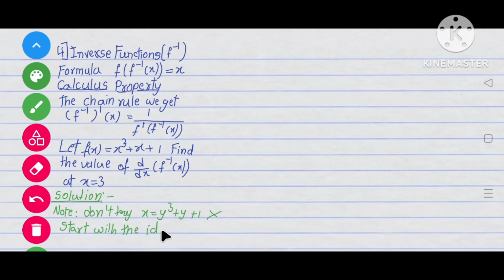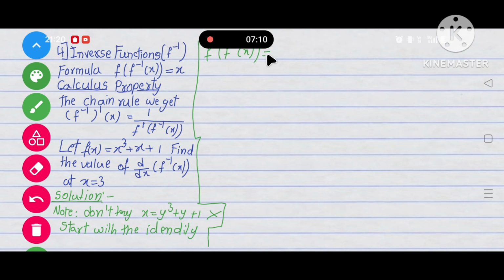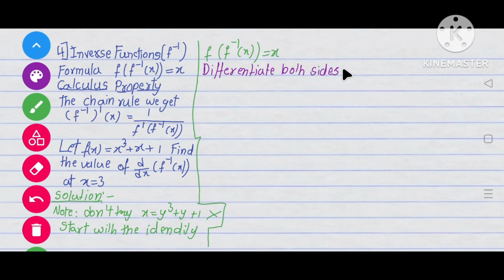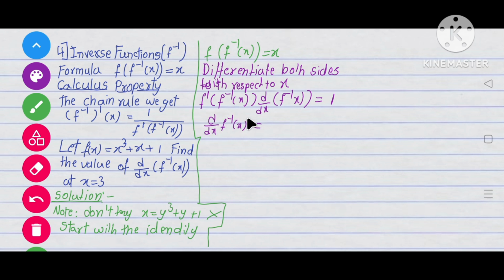Let's start with the identity. The identity is f of f inverse of x is equal to x. Differentiate on both sides with respect to x: f dash of f inverse of x into d by dx of f inverse of x is equal to 1. After transposing, d by dx of f inverse of x is equal to 1 by f dash of f inverse of x. We need to evaluate this at x is equal to 3.